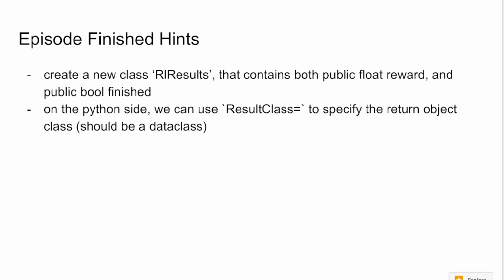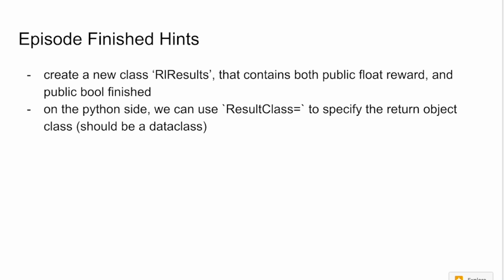Because we need to return both the reward and the finished, but the function can only return one single thing, what we can do is create a new class called RLResult that contains the finished and the reward, and we can return that from the step. And it's totally fine to return that all the way through the RPC to the Python side. On the Python side, we can simply print that as a dictionary, but we could also use the parameter result class equals when we call step to specify the return object class.